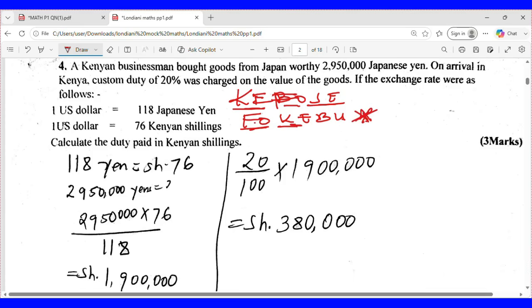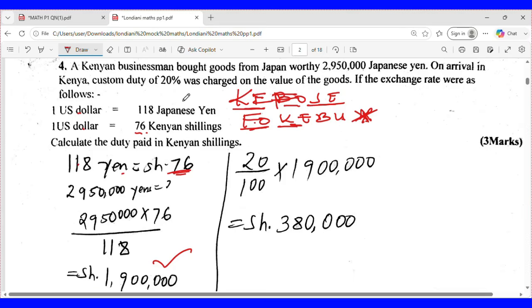So we are going to use one. This one actually is just direct. There's no need of Kcse or Kebu here. So we need to convert the yens to Kenya shillings. So it means this one yen is the same as 76 Kenya shillings. So we can convert. We find that we will have 1,900,000 Kenya shillings.